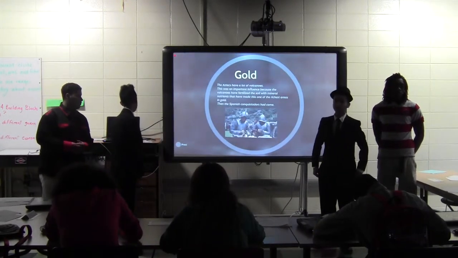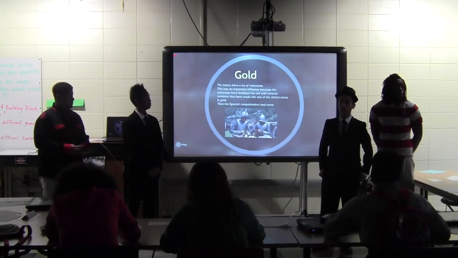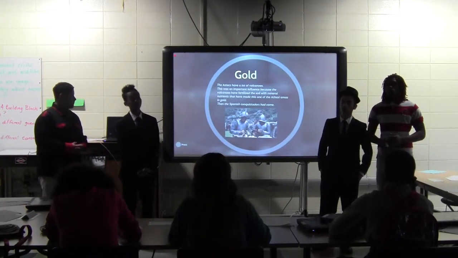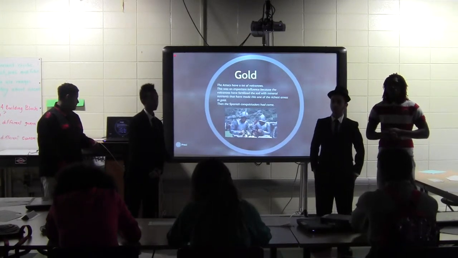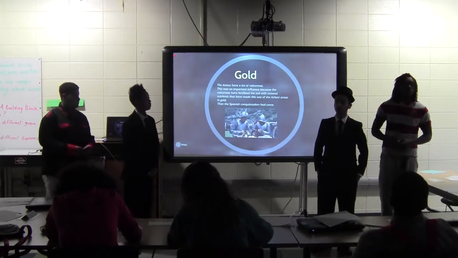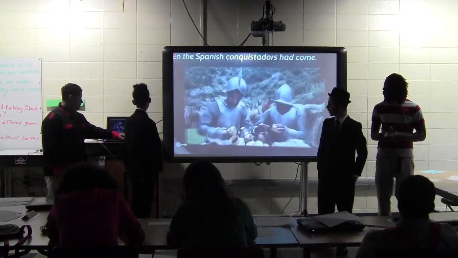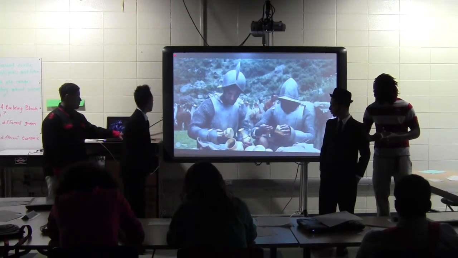Gold. The Aztecs had a lot of volcanoes. When the volcanoes had erupted, they would mix with the minerals and they would eventually create gold. As you know, the Spanish conquistadors had come and they tried to take over the Aztecs for their gold, and they killed many of the Aztecs. Here's a picture of the Spanish conquistadors taking the gold.